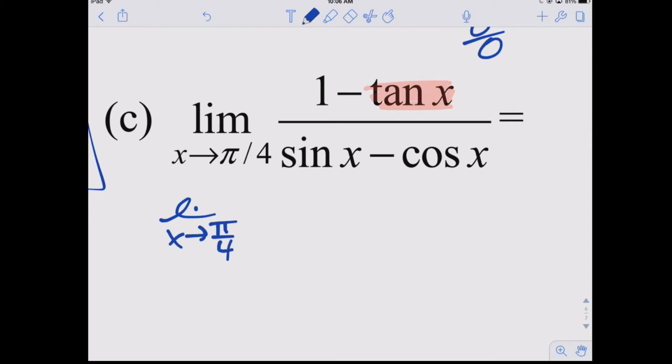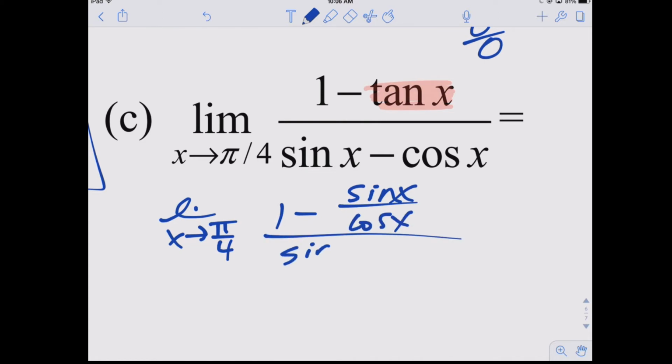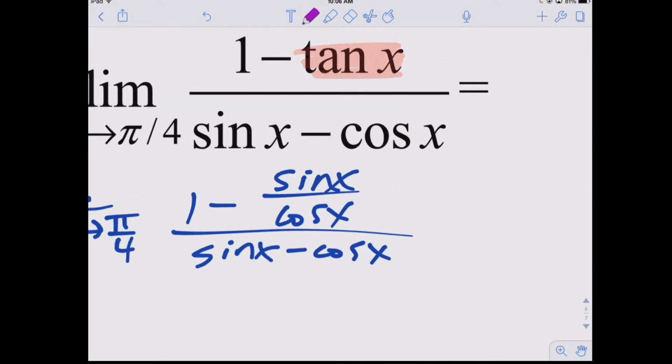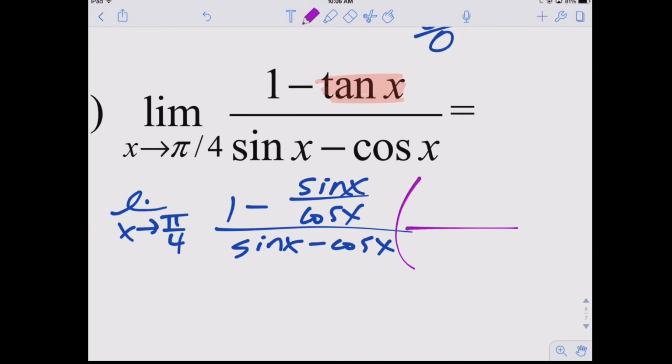So let's try that. 1 minus tangent, which is, of course, sine over cosine, all over sine of x minus cosine x. And now, hooray, we don't have to worry about what to do next, right? There's no guesswork in what to do next because we have created a complex fraction. And the next step is to eradicate it by multiplying by the LCM over the LCM of your miniature denominator, which of course is cosine.